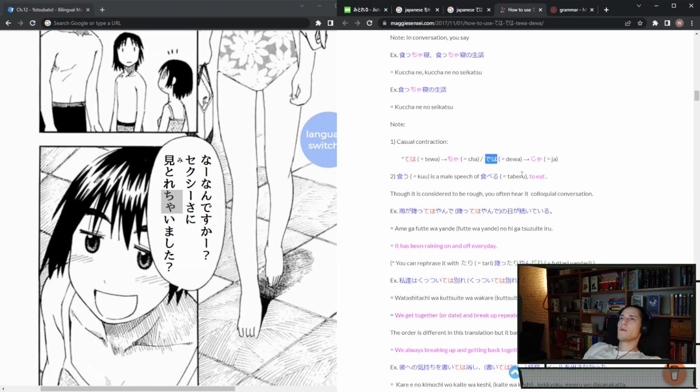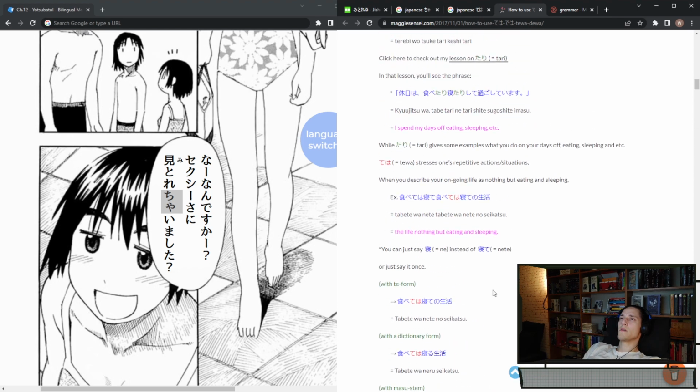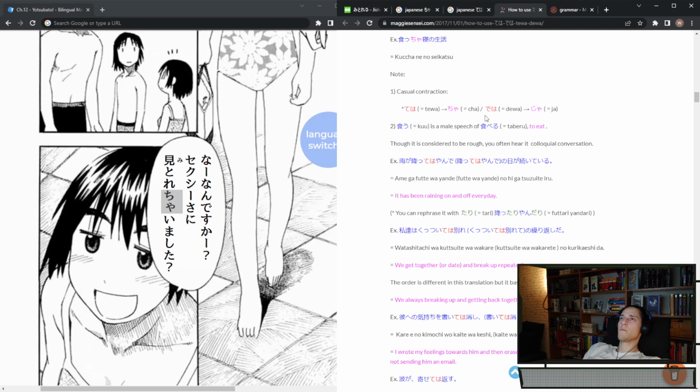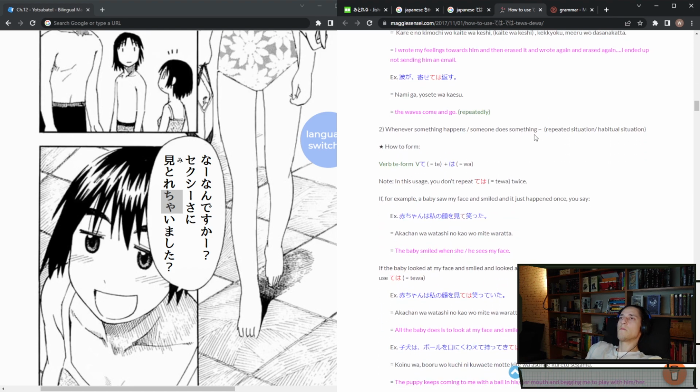and de wa turns to ja. When did we get explained when to use de wa? That's just for different types of verbs. Ku is male speech for taberu. Interesting. Though it's considered rough, you often hear it as a colloquial version. Okay.